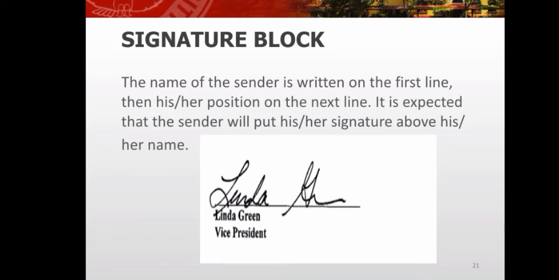Next is the signature line. The name of the sender is written on the first line, then his or her position on the next line. It is expected that the sender will put his or her signature above his or her imprinted name. So, if you are printing this letter out and sending it by mail, you will sign your name in pen.